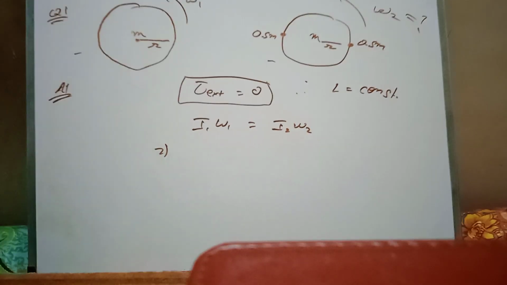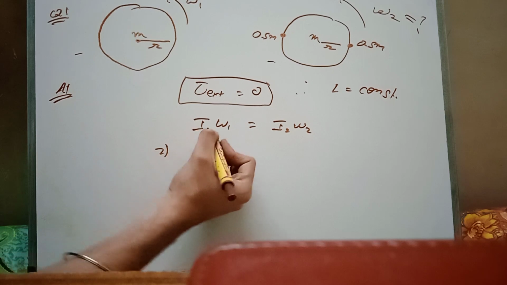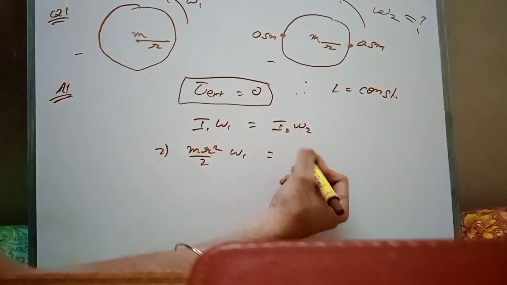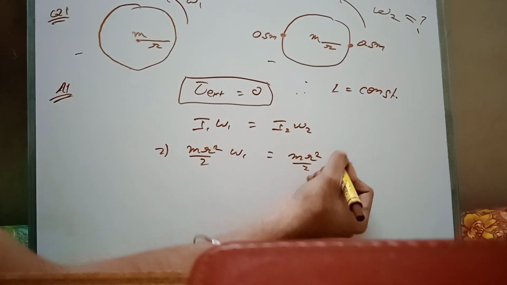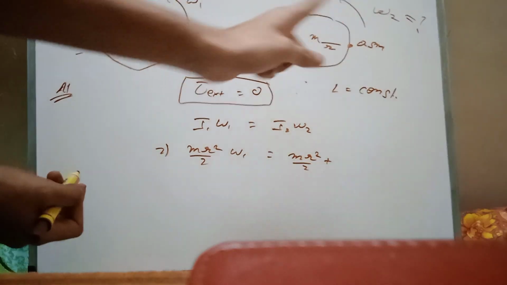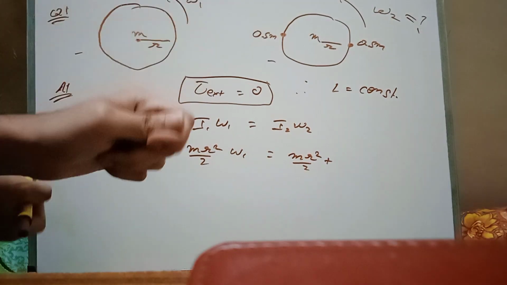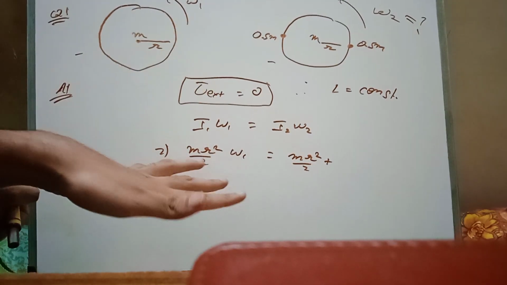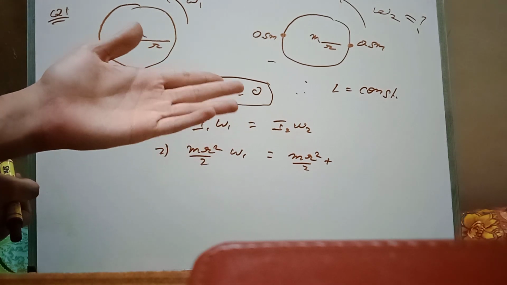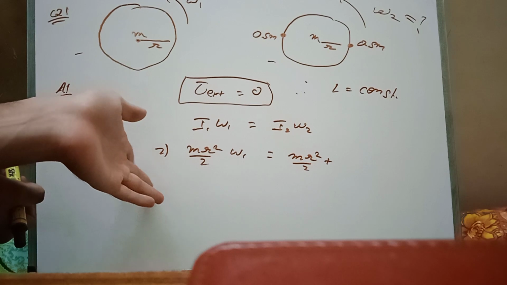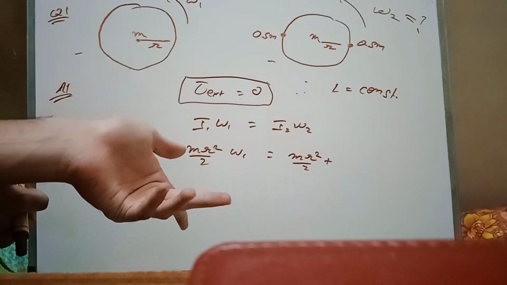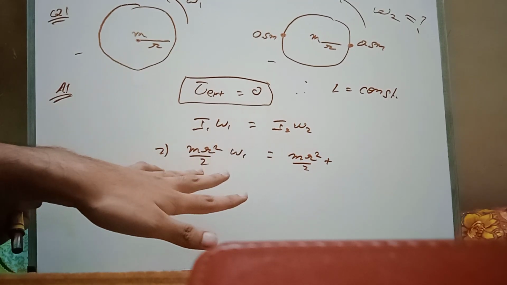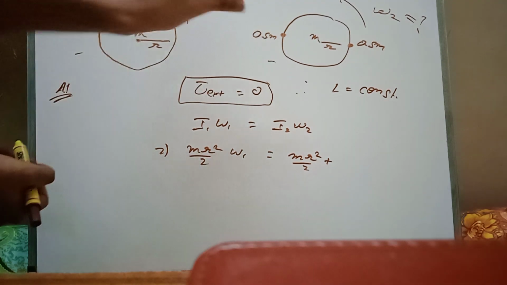What is I1? This is a circular disc. For a circular disc, I is mr square by 2, with omega 1. Now for case 2 also mr square by 2, but since these two masses are also added, we have to calculate the moment of inertia of these two as well, and add. Moment of inertia is a tensor quantity, and tensor quantities are added or subtracted like scalars. So here we have to add them.